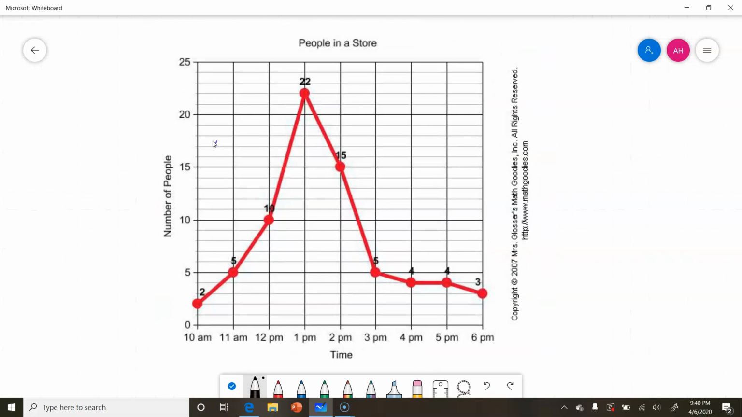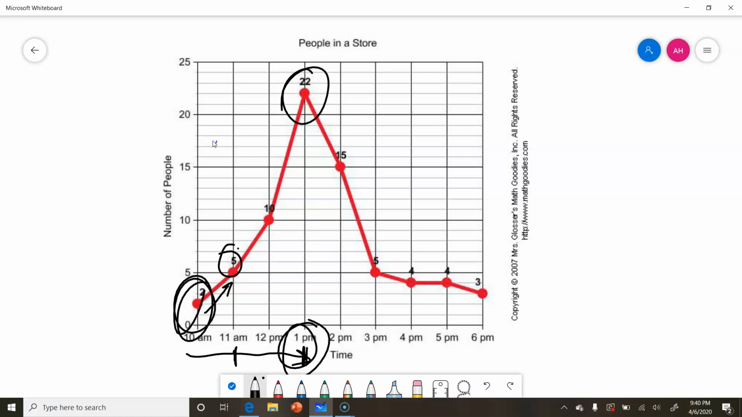So you can see as the time of day increases, right, as it goes from 10 a.m. to 11 a.m., this is going up. So if I asked you how many people were there at 11 a.m., you would say 5. If I asked you how many people were there at 1 p.m., 22. So where are the most people there? At 1 p.m. When are the least people there? Right here at 10 a.m. How many people are there at 3 p.m.? Again, 5. So which one has the same? Do you see that? There's the same amount of people at 11 a.m. and at 3 p.m. Okay, so this line just shows you how many people are coming in and out.